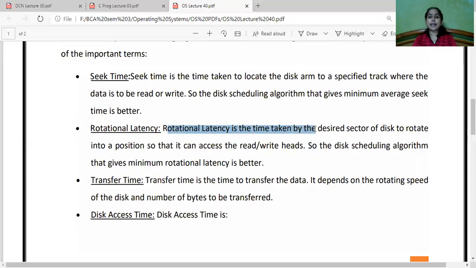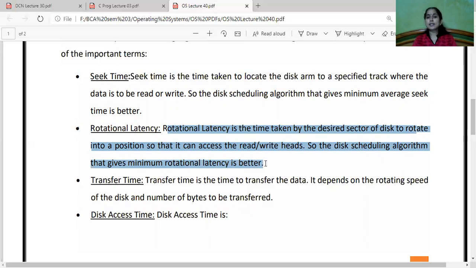Rotational latency is the time taken by the desired sector of the disk to rotate into a position so that it can access the read-write heads. So the disk scheduling algorithm that gives minimum rotational latency is better.